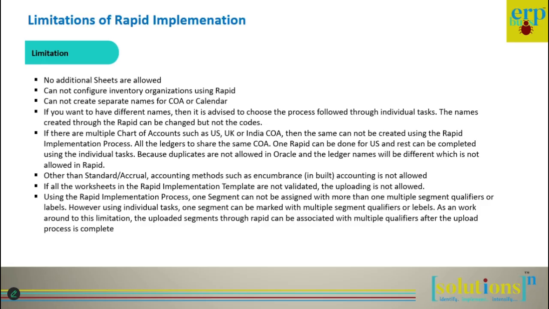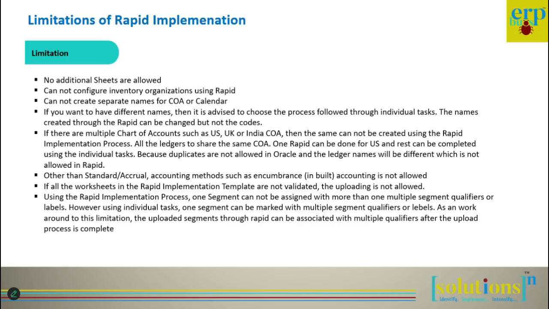So there are two methods, standard and accrual, which are possible through your accounting. Other than these two, if there is any different method of accounting, then it's not possible to do that implementation through the rapid implementation process. The next limitation is that if information in all the sheets of the file is not accurate, then the entire file, the entire process, will fail. That is one of the limitations.